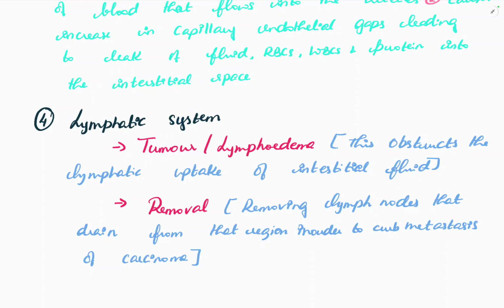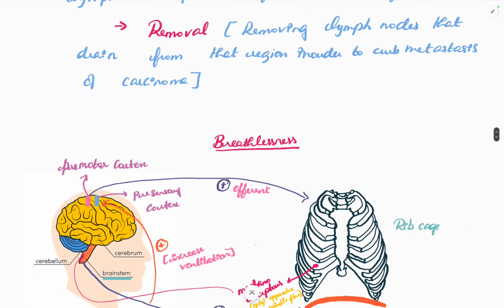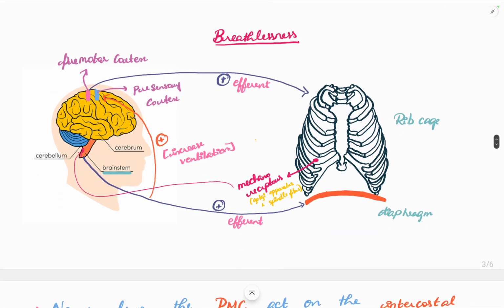It is the surgical removal of lymph nodes. Where do we do this? Predominantly in case of carcinomas. If there is a carcinoma and there is suspicion of metastasis, then in order to curb metastasis, we tend to surgically remove lymph nodes. That will also affect the uptake of interstitial fluid by the lymphatic system. Okay, that was about peripheral edema.